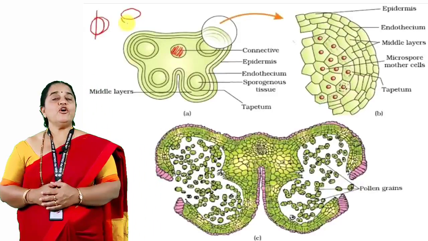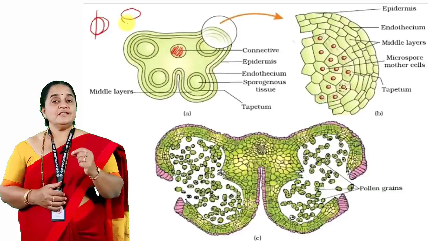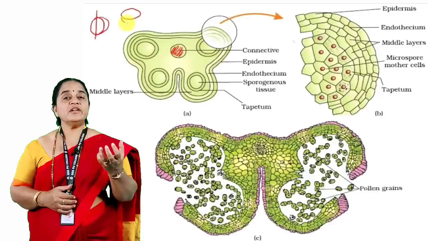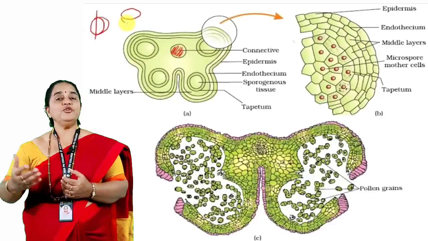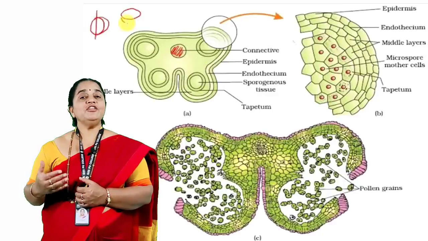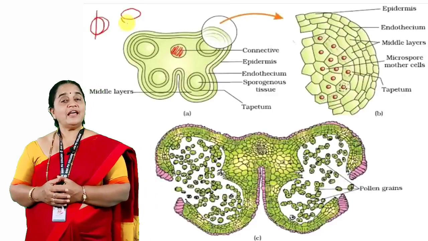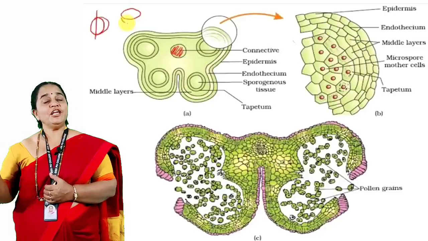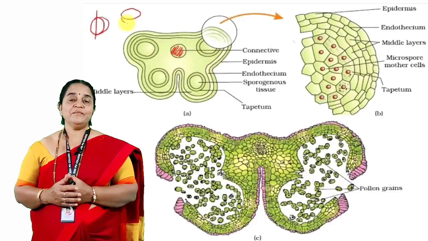The speciality of the tapetum is that the cells contain dense cytoplasm containing food reserves and more than one nucleus. You have to think why there is more than one nucleus in this cell. The answer you will get in the next unit when we deal with the molecular basis of inheritance.